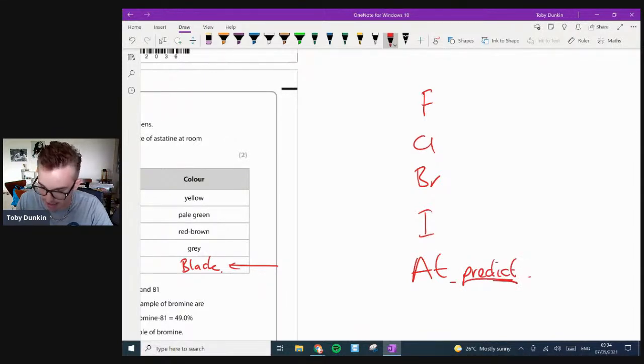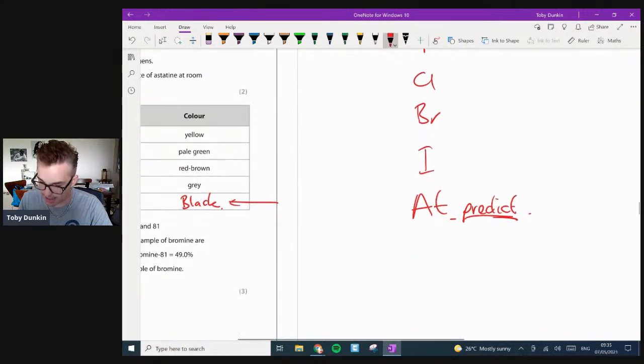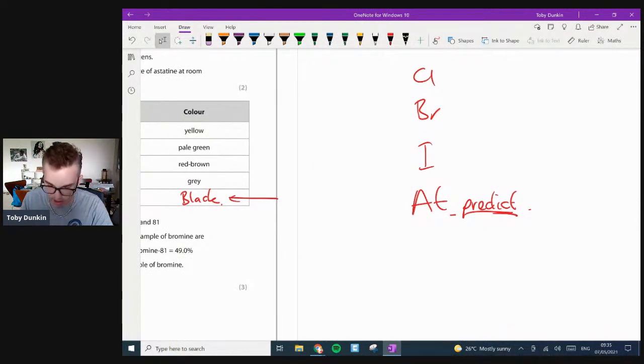Yeah, so fluorine is a colorless gas. Chlorine is a green gas. Bromine is a brown liquid. Yeah, what paper is this? It says in the title, paper 1C, Edexcel iGCSE, paper 1, Jan 2021. Iodine is a gray solid.